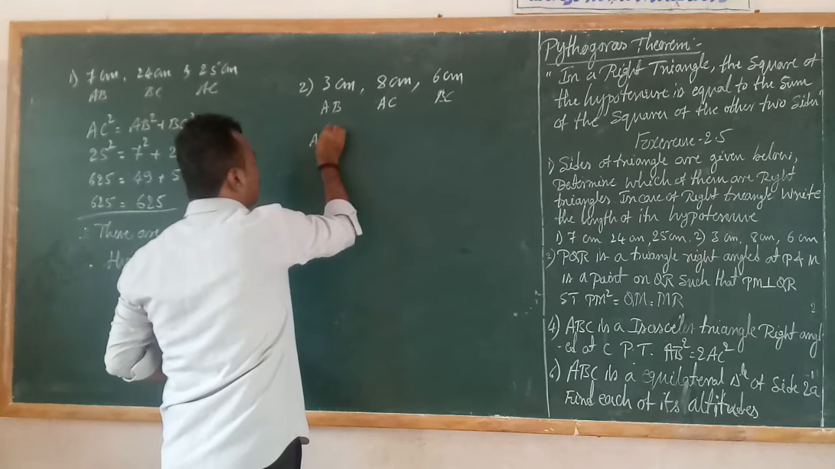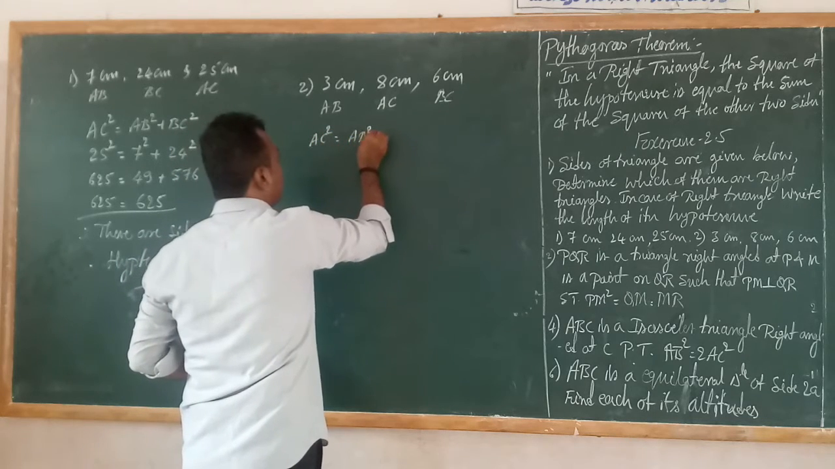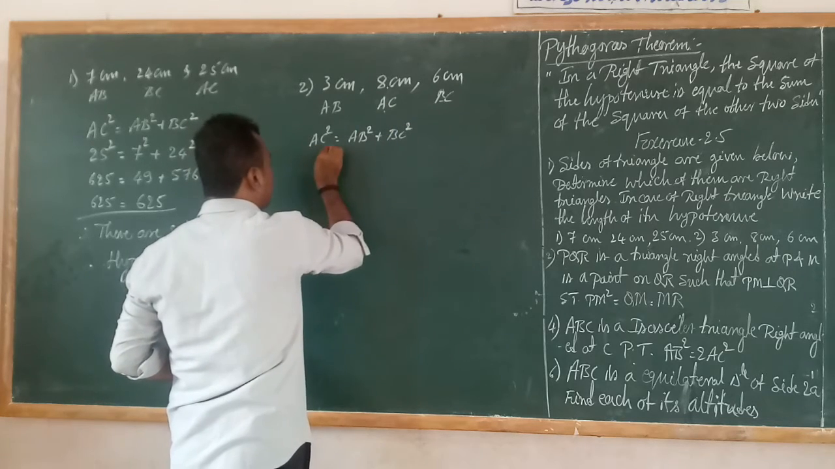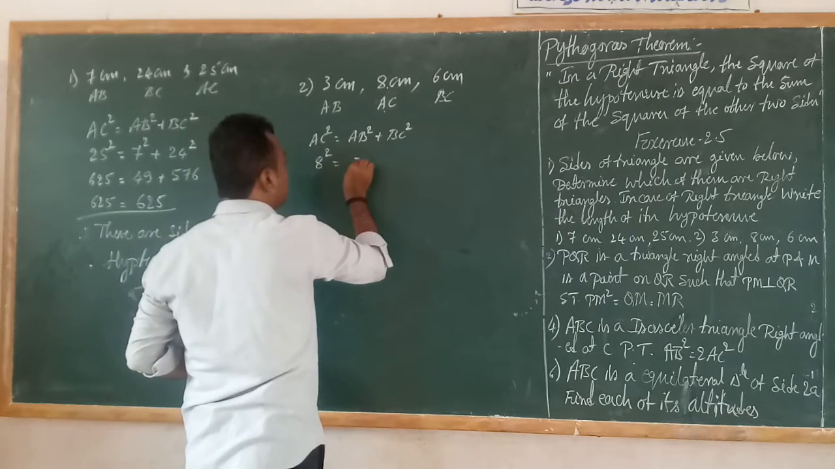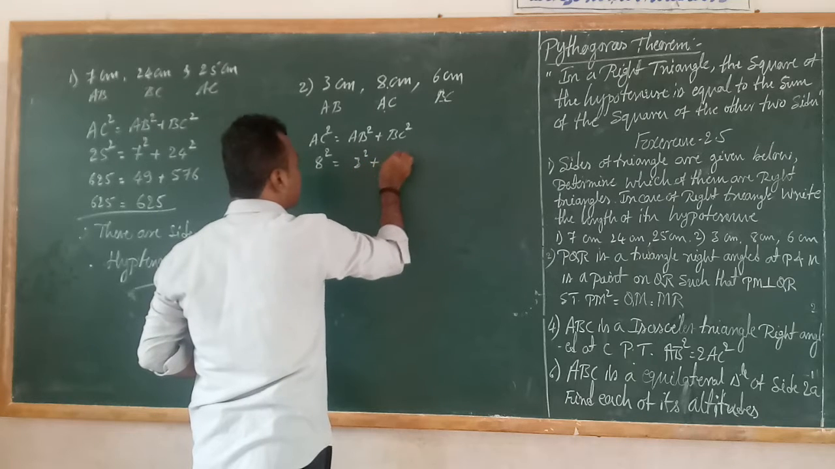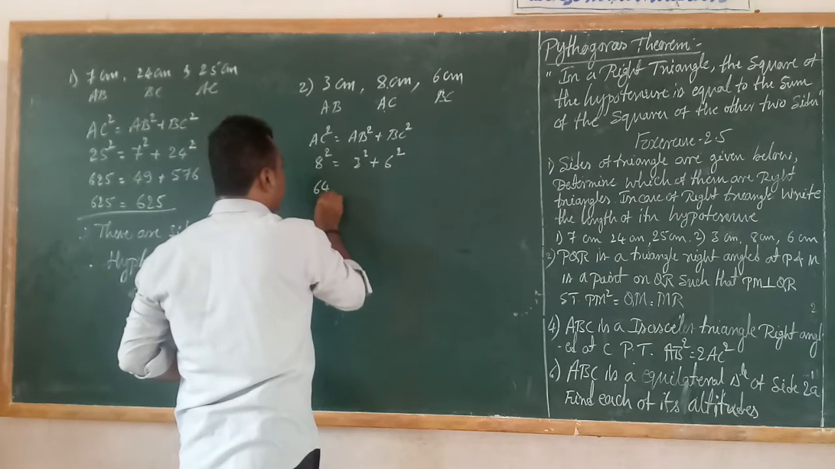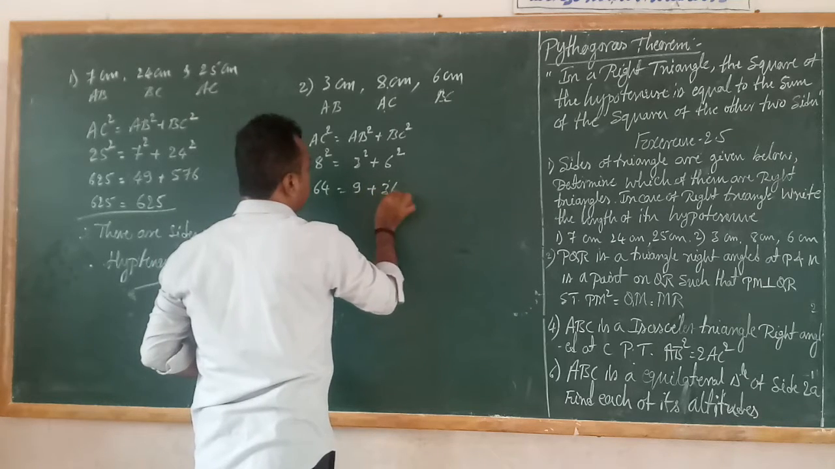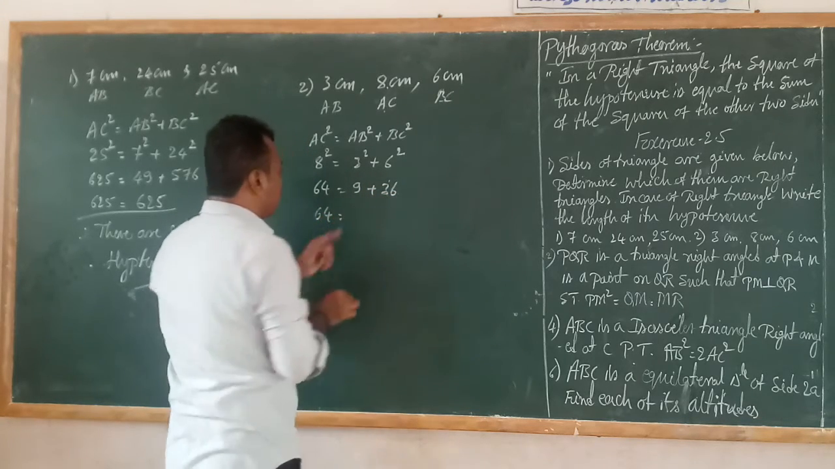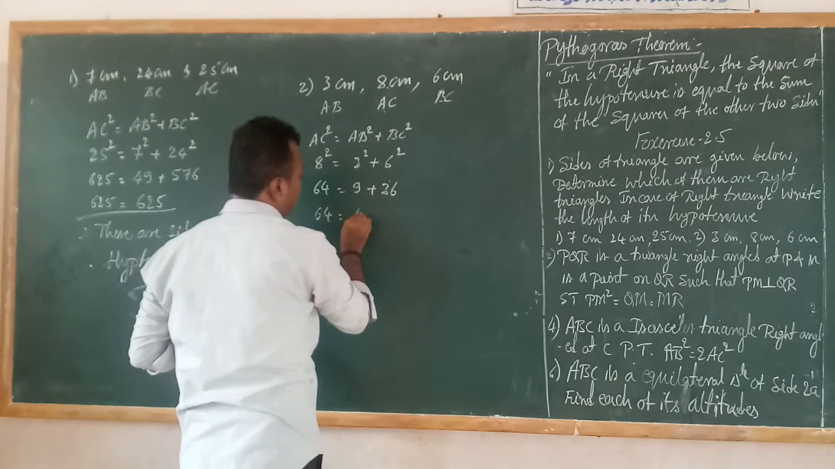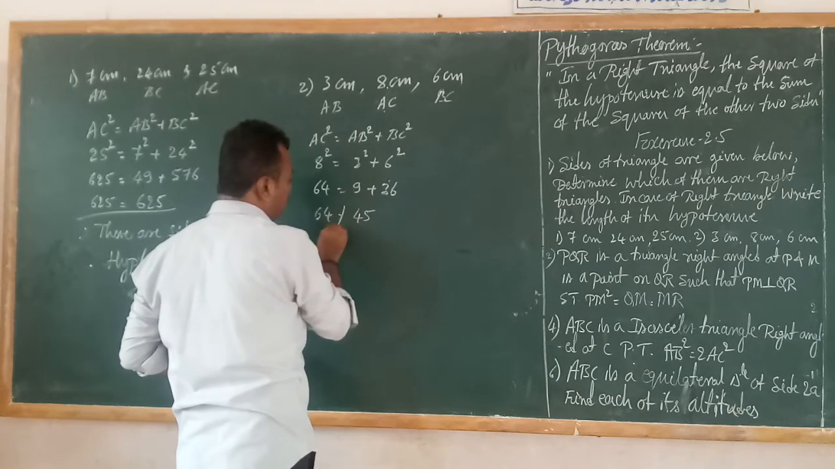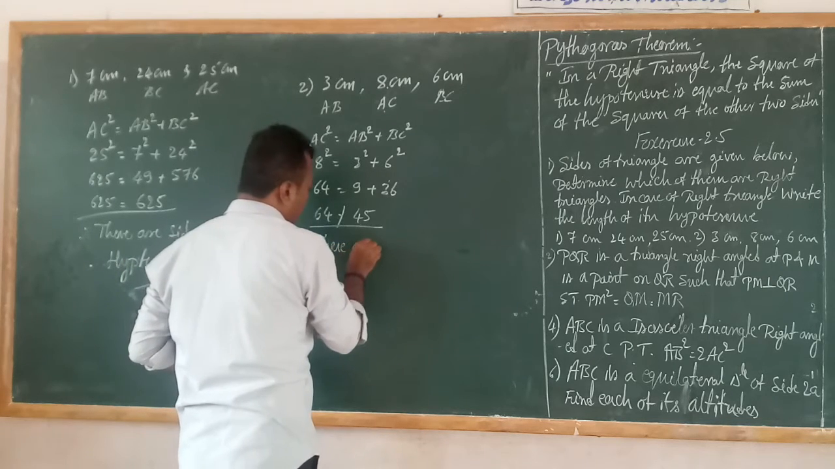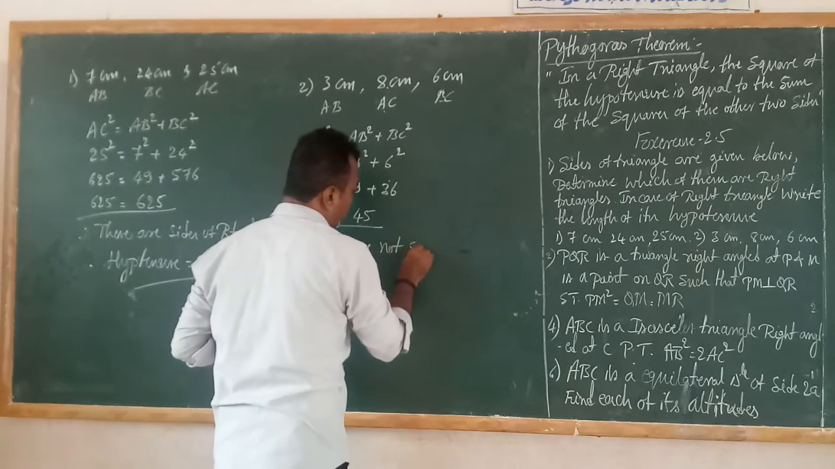AC square is equal to AB square plus BC square. So now AC square means 8 square, it is equal to AB square means 3 square, BC square means 6 square. So 8 square means 64, 3 square means 9, 6 square means 36. Now 64 is equal to 36 plus 9, 45. So 64 is not equal to 45. Therefore, these are not sides of a right triangle.